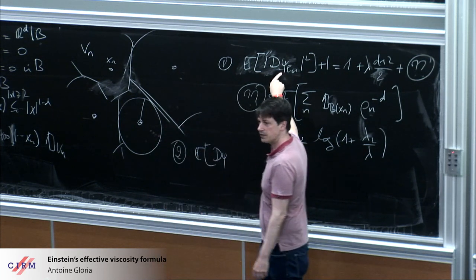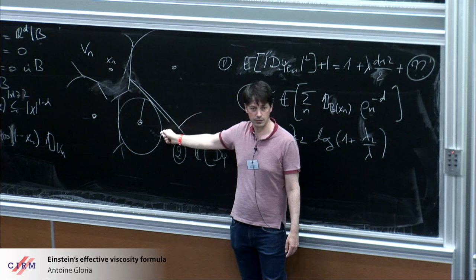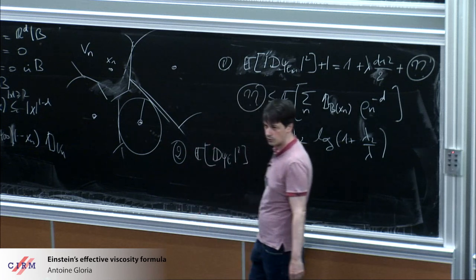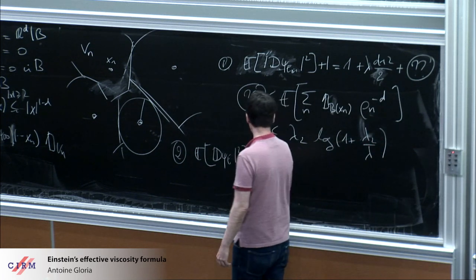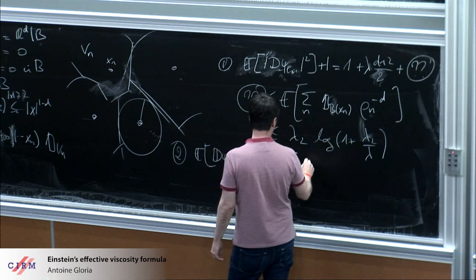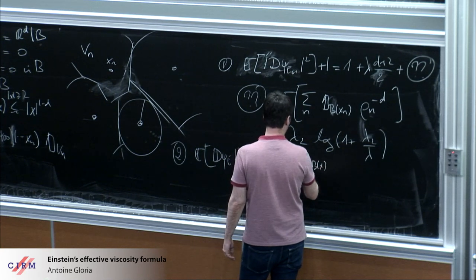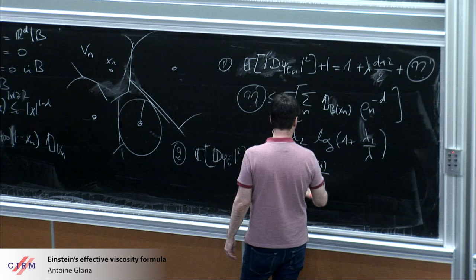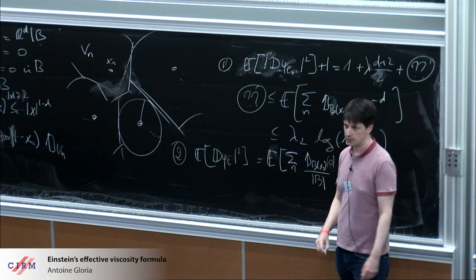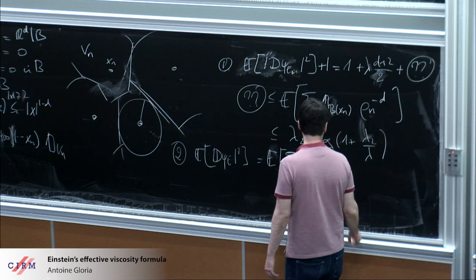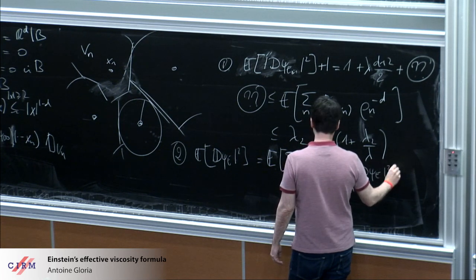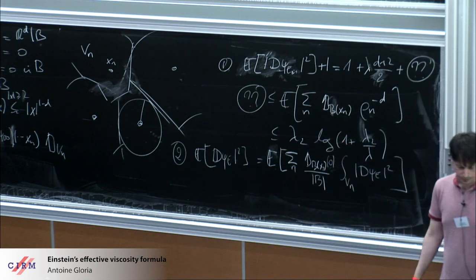And how did I define it? I define it on Voronoi cells. So I have to write a formula on Voronoi cells. And this is given by the expectation of the sum over all points of the indicator function that zero is in this ball of the integral on the Voronoi cell of d psi. Okay, so that's an identity that you can prove.